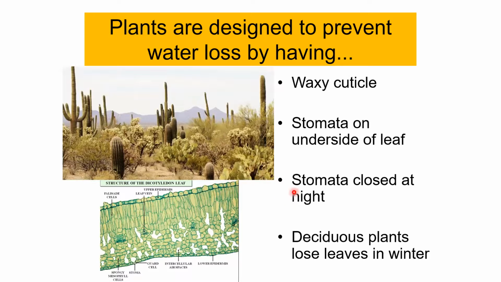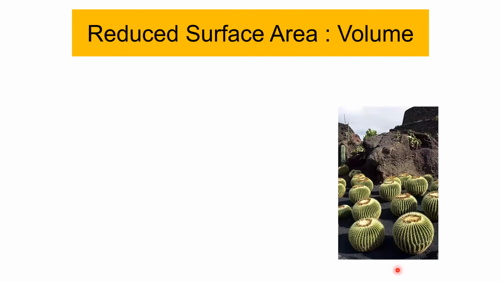So they have waxy cuticles, the stomata on the underside of the leaf. The stomata remain closed at night. Then deciduous plants lose leaves in the winter.